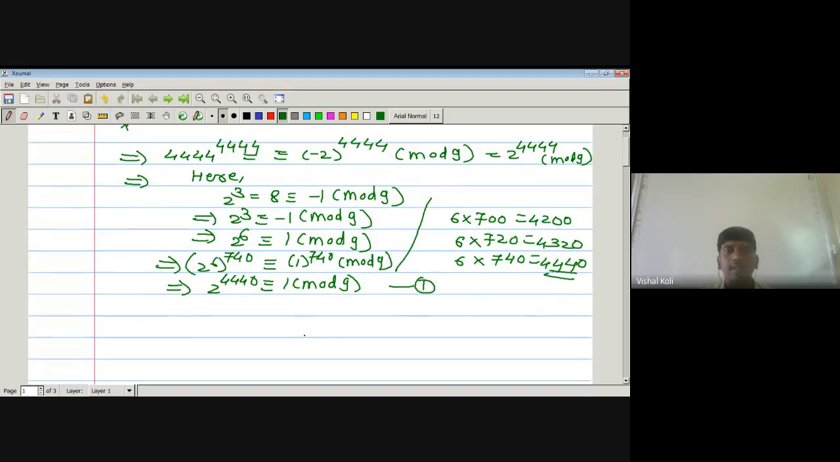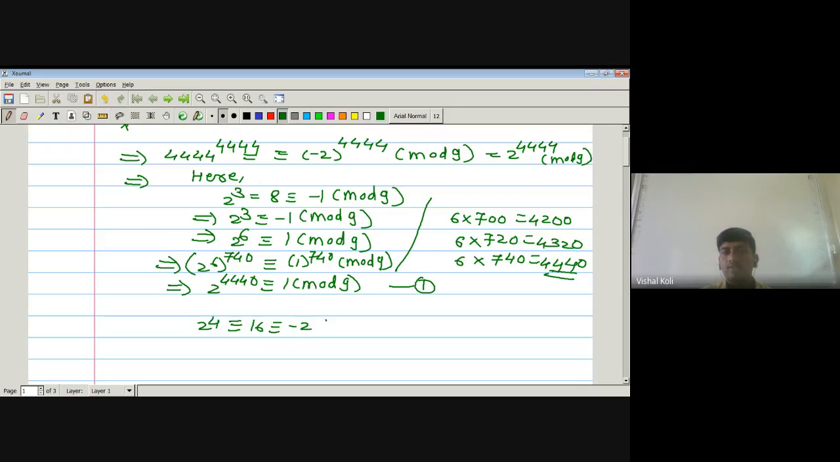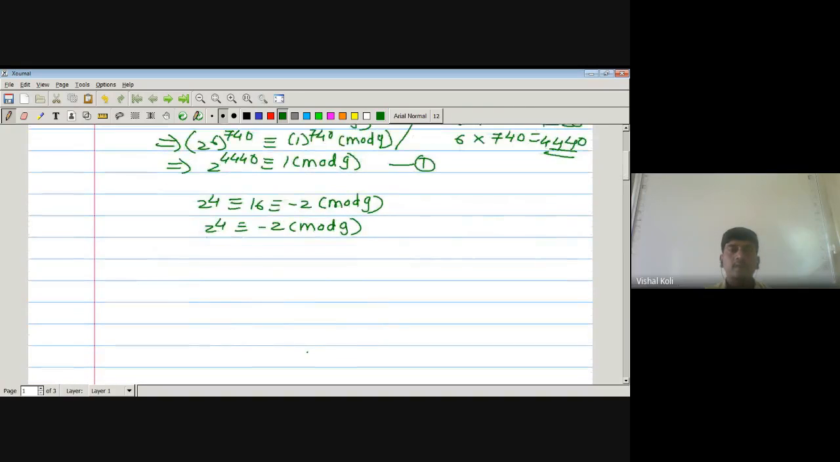But we have to find out the remainder when 2 to the power 4444 is congruent to which number. For that we know that 2 to the power 4 is 16, and 16 is congruent to minus 2 modulo 9. That is, 2 to the power 4 is congruent to minus 2 modulo 9. But what should be the value of minus 2 modulo 9? 9 minus 2 is 7, which is nothing but 2 to the power 4 is congruent to 7 modulo 9. This one is equation 2.